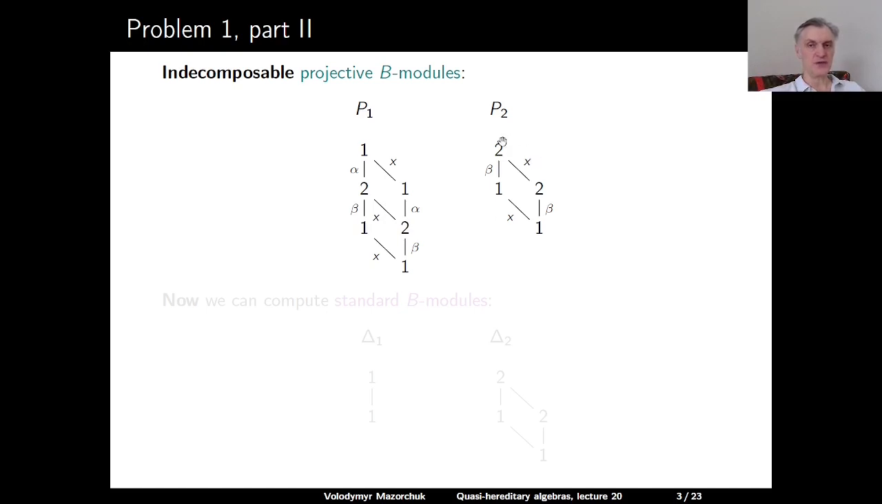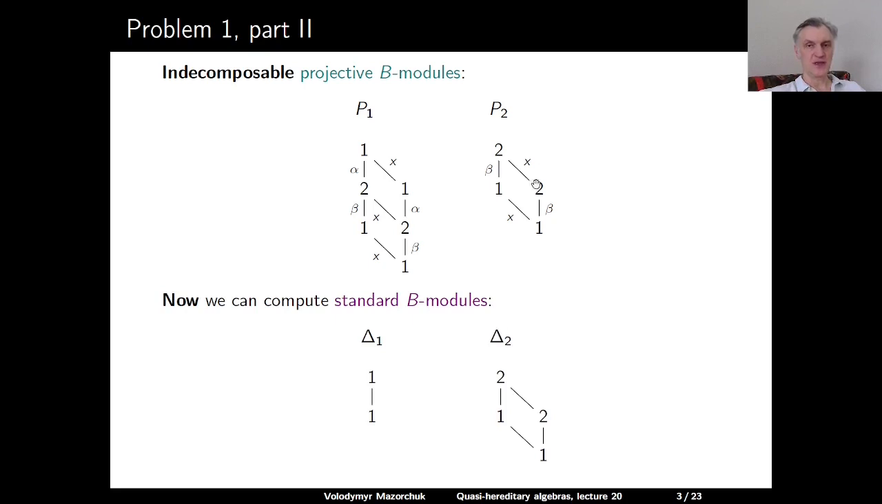Here is P2, we start at 2, we go by beta to 1 or by x to 2, and from 1 we can go to the lower one by x or by beta from this 2, and again beta and x commute. So these are our diagrams of the indecomposable projective modules, and we can immediately read off the diagrams of the standard B modules.